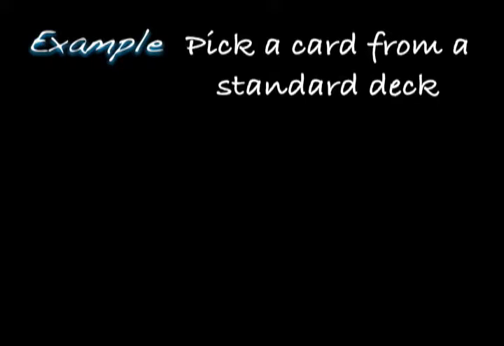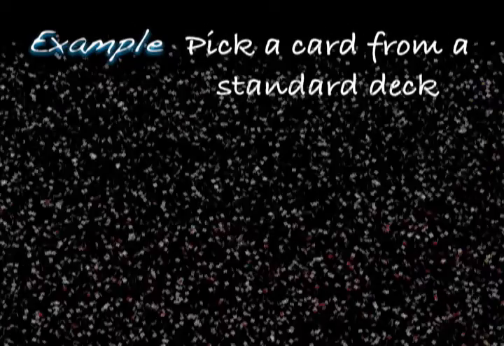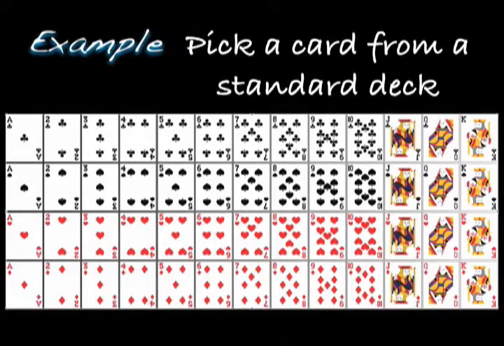When you pick a card from a standard deck, a standard deck is a deck of cards in which you have thrown out the jokers. There are no jokers in the deck. This is known as a standard deck. The sample space is any one of these cards. There's 13 clubs, 13 spades, 13 hearts, and 13 diamonds. You can pick any one of these cards.